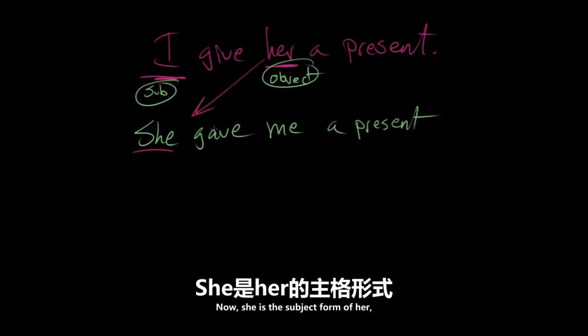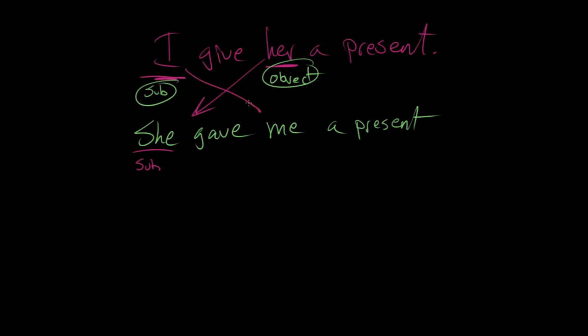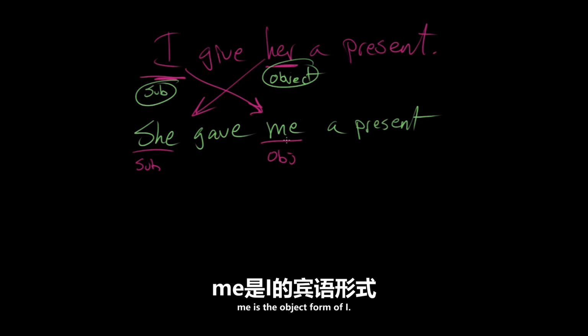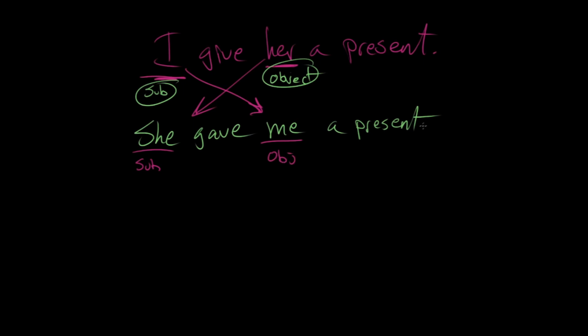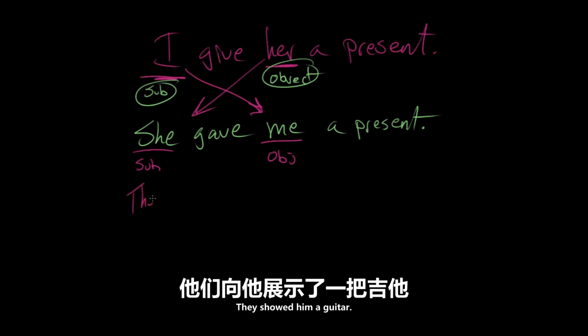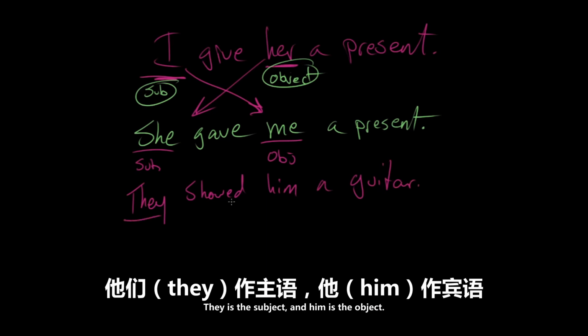Now, she is the subject form of her, and me is the object form, excuse me. Me is the object form of I. Get a little period in there. Boop. Same thing with they and he. So, they showed him a guitar. Why not? So they is the subject, and him is the object.